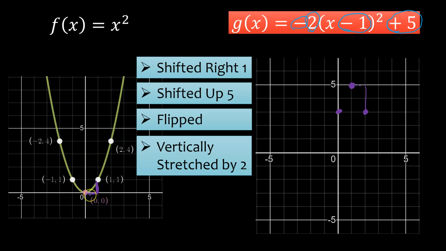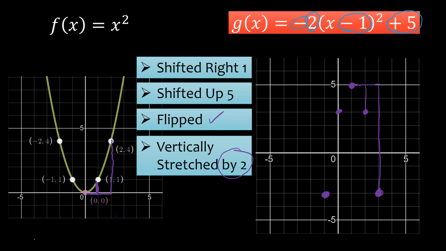Similarly, the parent graph said go right 2, up 4. I am not going up, I am going down because I'm flipping this over. But down how much? I am going to go down twice as much. Normal is 4, so I am going down twice as much, which is down 8. And here is my 4th point. My 5th point is left 2, down 8, right on the other side.